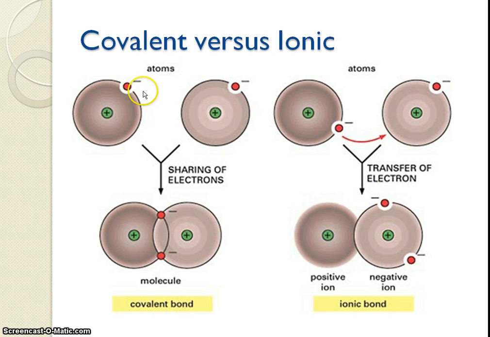Covalent is what we're doing today. So instead of transferring it, notice that they're both sharing it. So these two electrons can now float around either atom, which means they're sharing it, and that makes it more stable. So ionic is transfer, covalent is sharing.